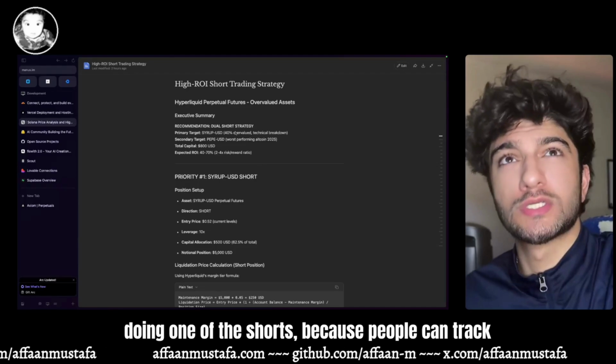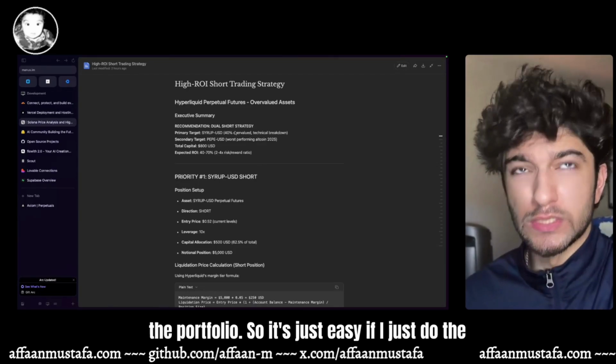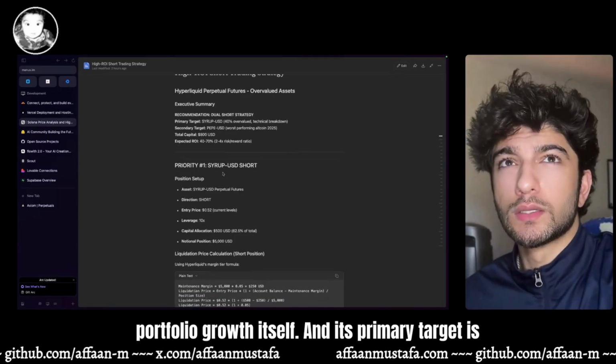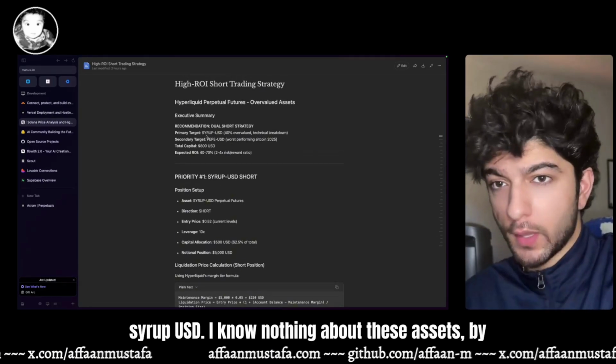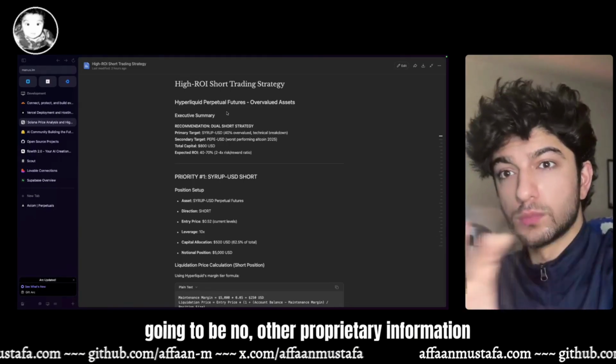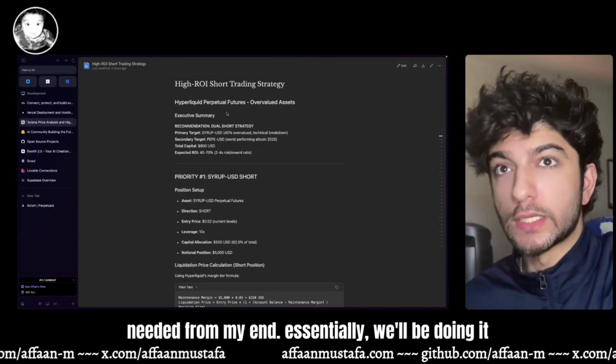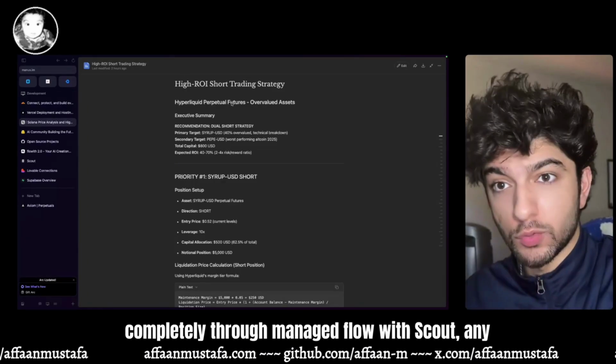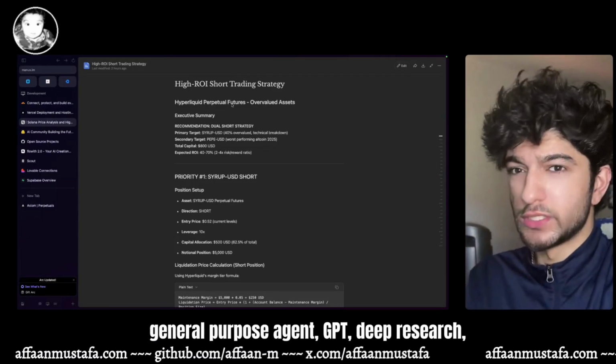I'm only going to be doing one of the shorts because people can track the portfolio. So it's just easy if I just do the portfolio growth itself. And its primary target is Syrup USD. I know nothing about these assets, by the way. I'm going completely based on the information that Manus is giving me. There was going to be no other proprietary information needed from my end. Essentially, we'll be doing it completely through Manus, Flowith, Scout, any general purpose agent, GPT deep research, whatnot.